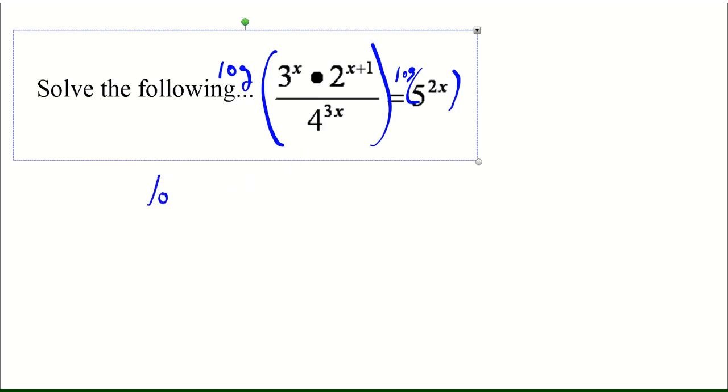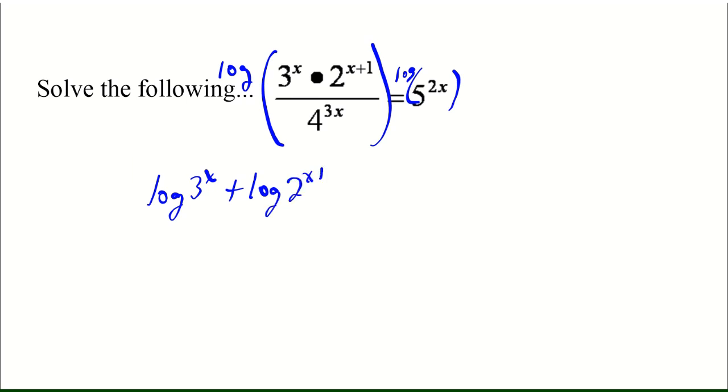So it's going to be the log of 3 to the x. So these two are multiplied, so that's going to be plus the log of 2. I'm using the laws of logarithms. 2 to the x plus 1. We're dividing by this one, so that's going to be subtract the log of 4 to the 3x. Right side will be log 5 to the 2x. So I use product law and quotient law here.